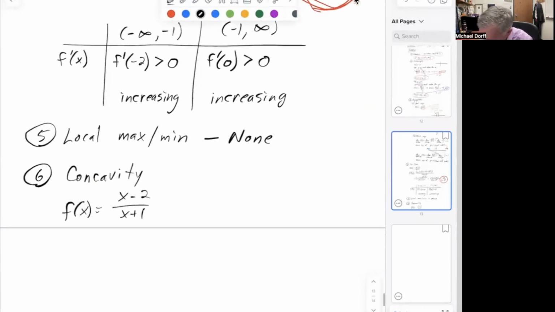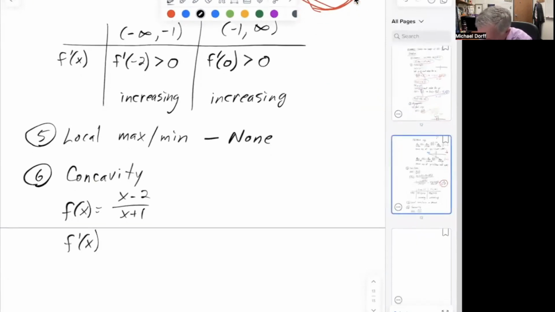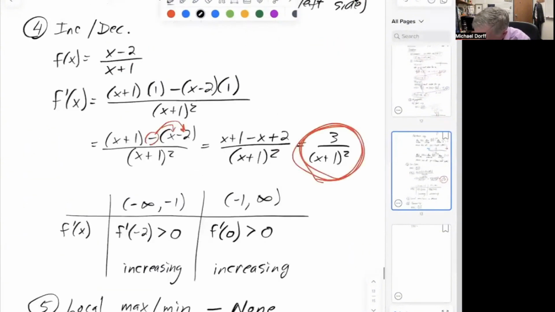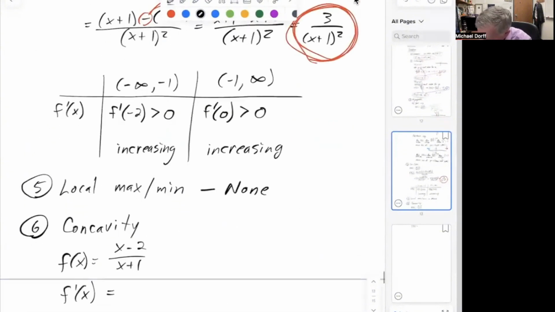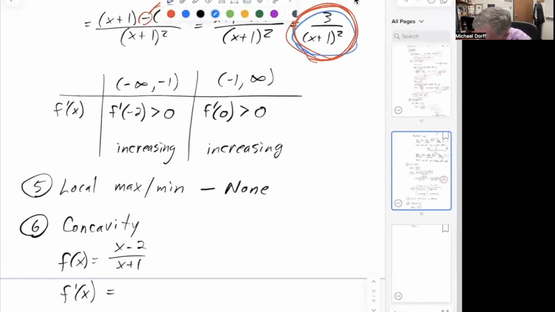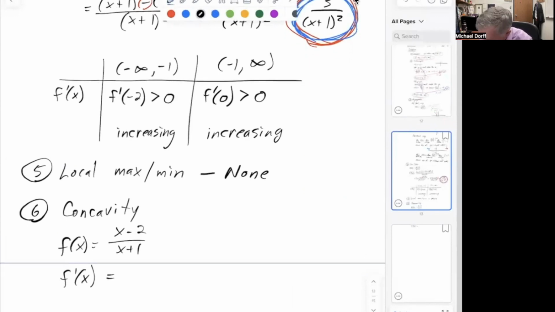We found the first derivative in part 4. And in that case, we had that red part up here. We'll just put it now circled in blue. So that was 3 over (x plus 1) quantity squared. I'm going to write that as 3 times (x plus 1) to the negative 2.